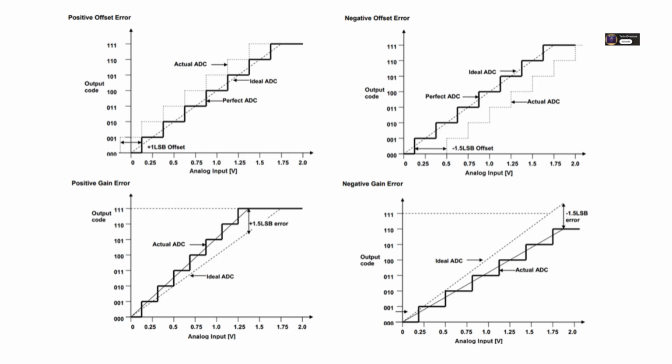Offset error means that even with a perfect 0-volt input, the ADC might read a small positive or negative value instead of 0. And gain error means the slope of the ADC's response isn't quite right. So maybe at the maximum input voltage, Vref, it doesn't quite reach the maximum digital output code, or maybe it reaches it too soon. Can you fix those? Often, yes.